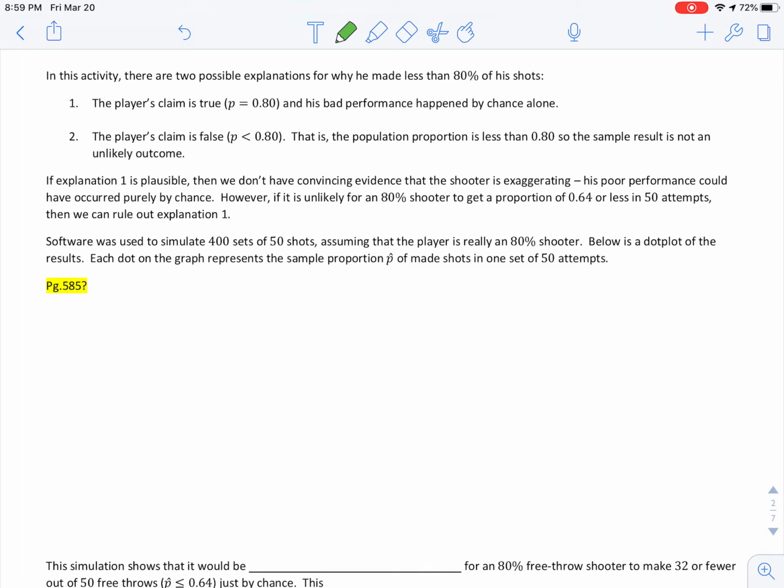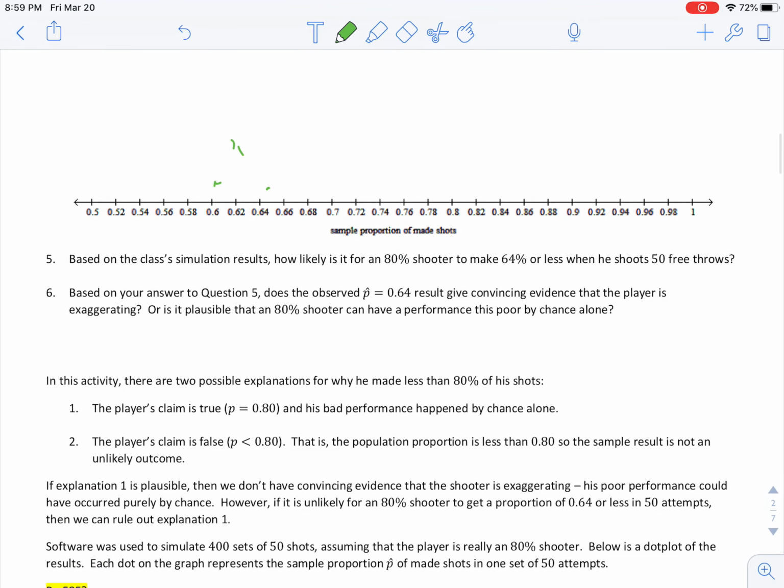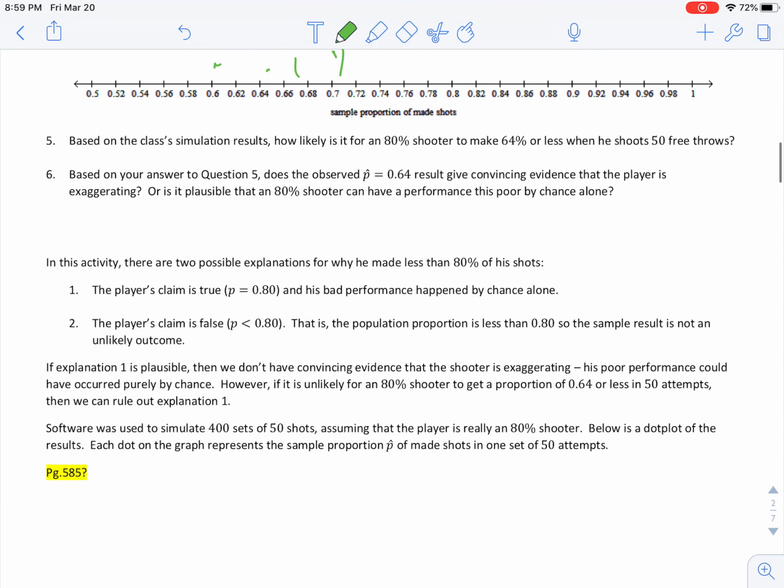So if explanation one is plausible, then we don't have convincing evidence that he's exaggerating. His poor performance is just chance. It's going to happen. However, if it's unlikely for an 80% shooter to get a proportion of 0.64 or less, then we can rule out explanation one. We didn't have actual values as a class to look at.